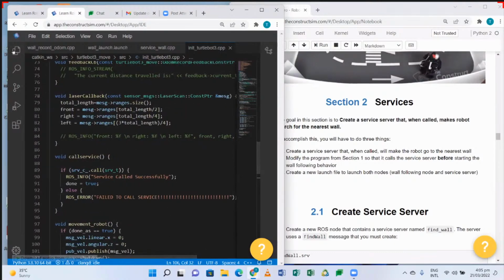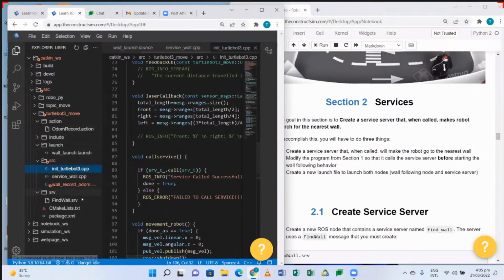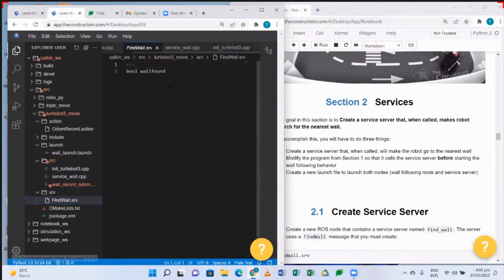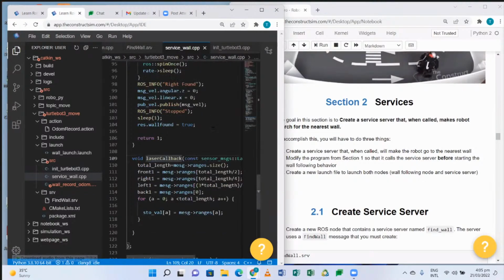So now this SRV consists of the request and the response, and here is the response. The request doesn't have any variable, so we can call it without any value of the request, and once it is done, it will give wall found as true. And now here is the function.